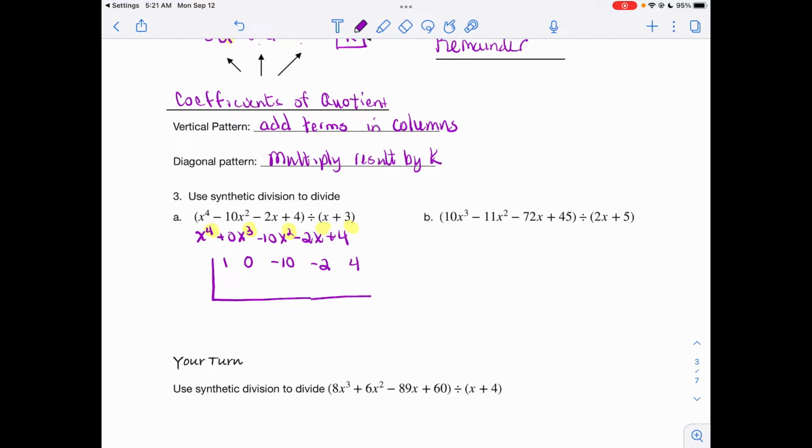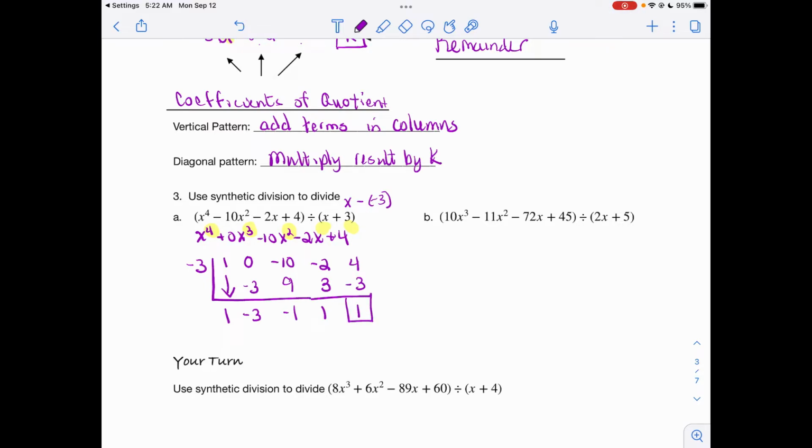Okay, that's what goes inside. Now I have x plus 3, so that's understood to be x minus a negative 3. So negative 3 goes on the outside here. I drop down that first term, multiply negative 3 times 1 to get negative 3. 0 minus 3 is negative 3. Negative 3 times negative 3 is positive 9. Negative 10 plus 9 is a negative 1. Negative 3 times a negative 1 is positive 3. Negative 2 plus 3 gives us 1. Negative 3 times 1 is negative 3. 4 minus 3 is 1. Put that last one in a box.